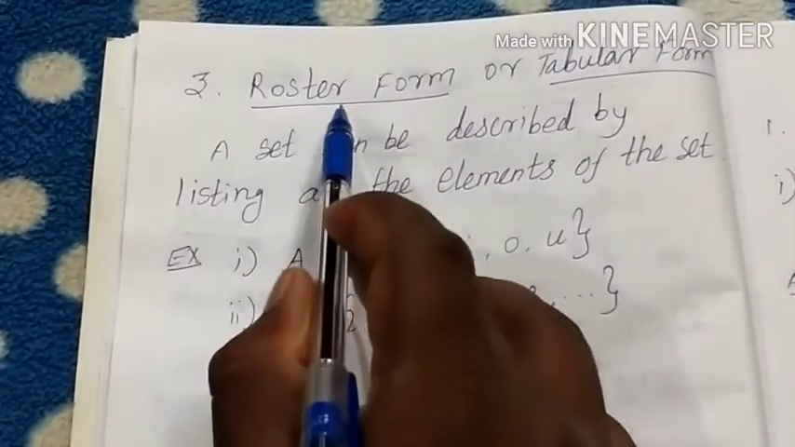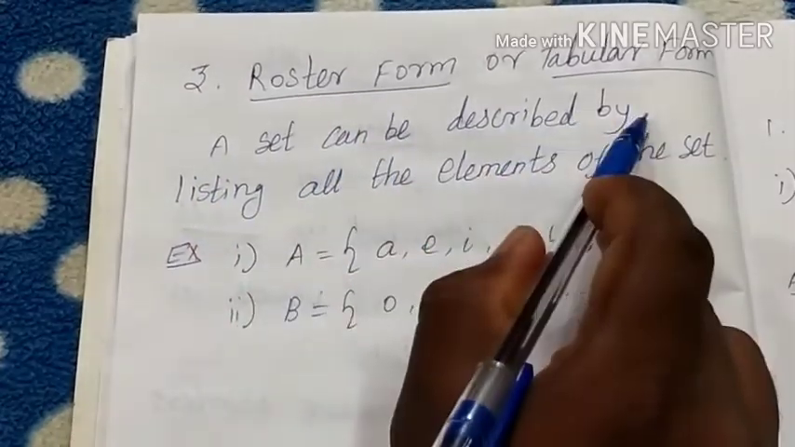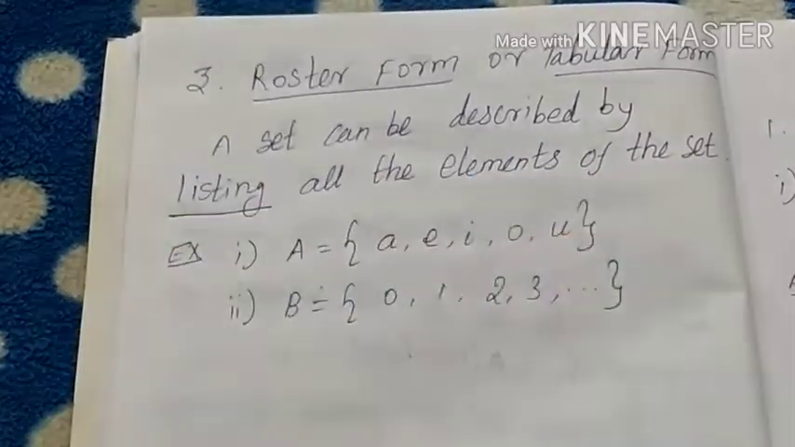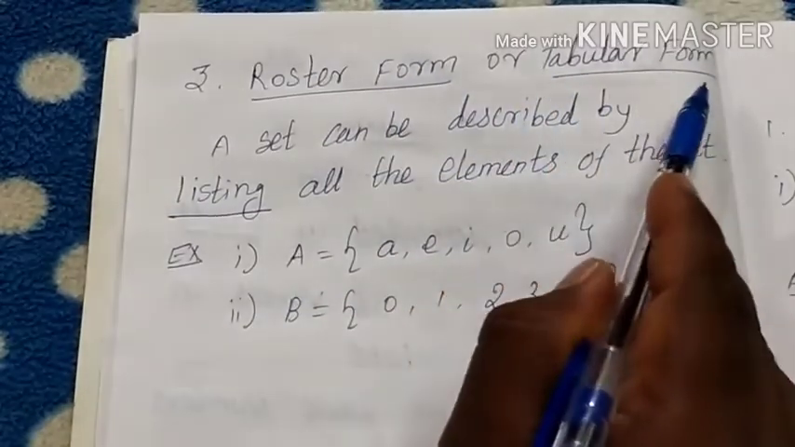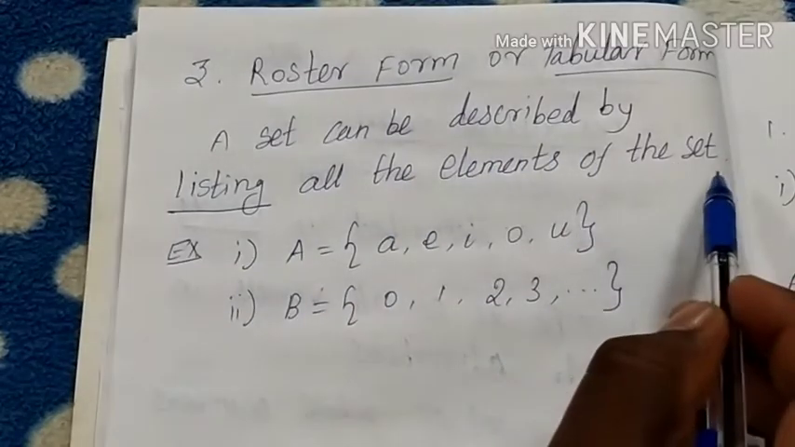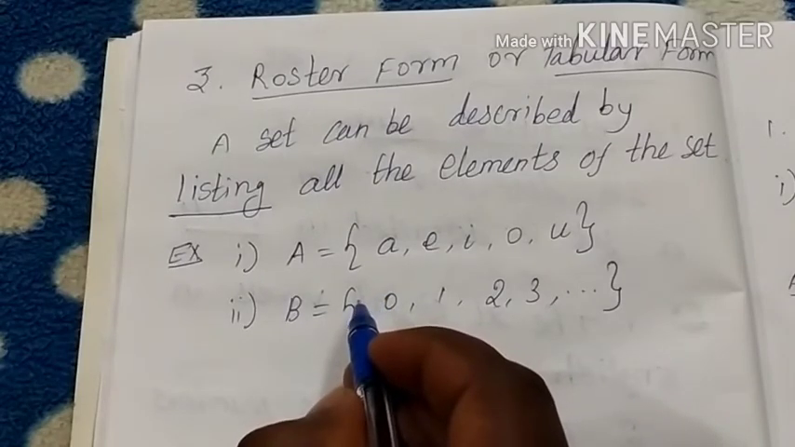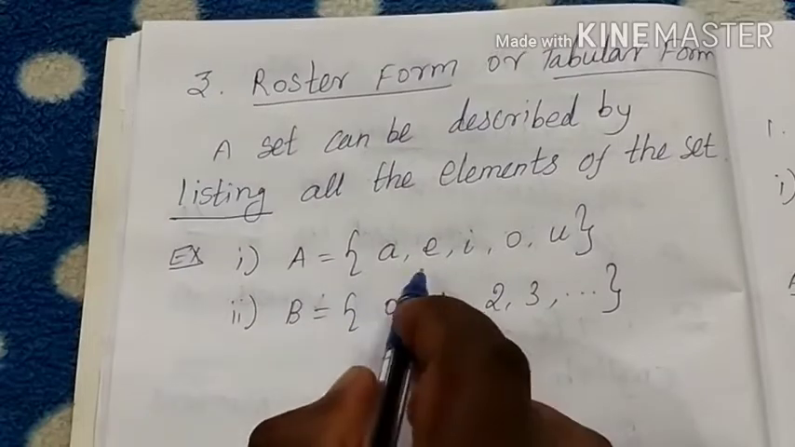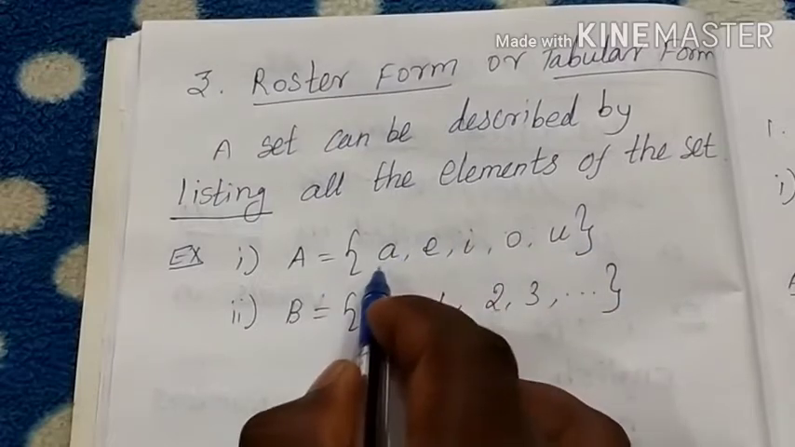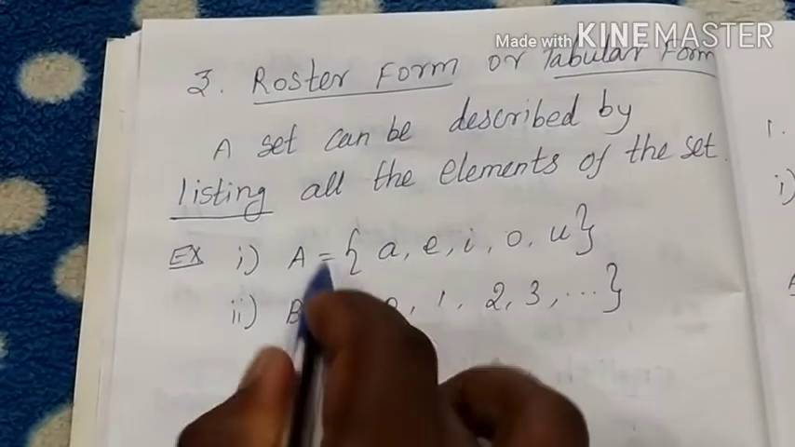Okay, the third one, roster form or tabular form. The definition is a set can be described by listing all the elements of the set. So this is the listing method. Here consider the same example: the set of all vowels in the English alphabet. The vowels in the alphabet are a, e, i, o, u. So list out the answers. A is equal to the set of a, e, i, o, u. So this is a listing method.